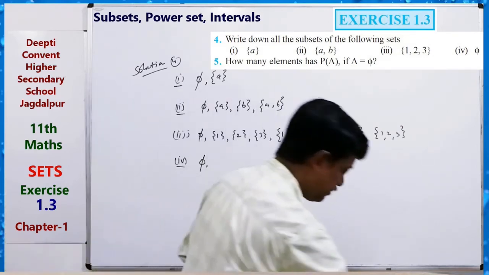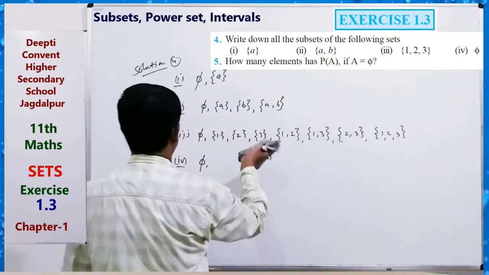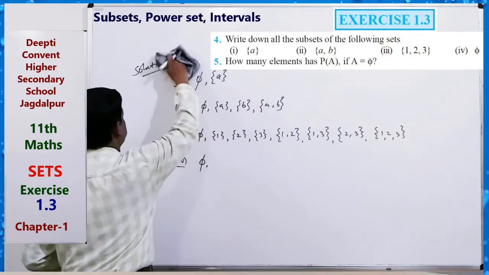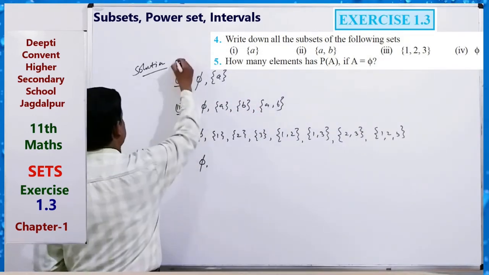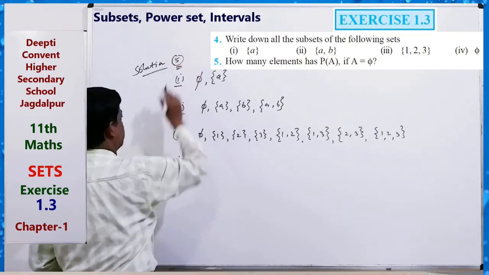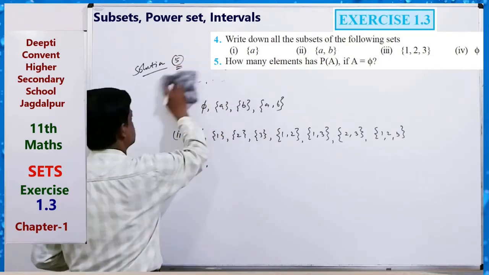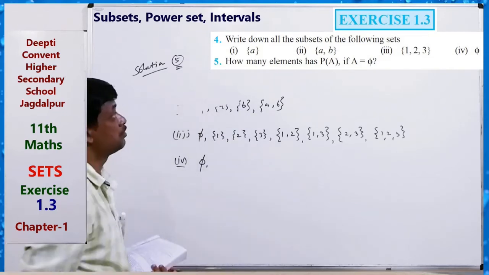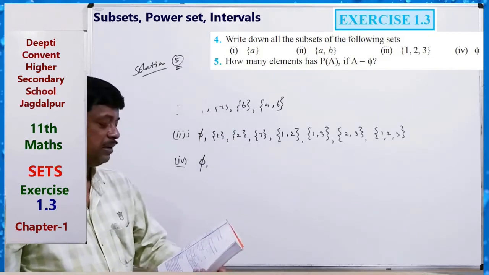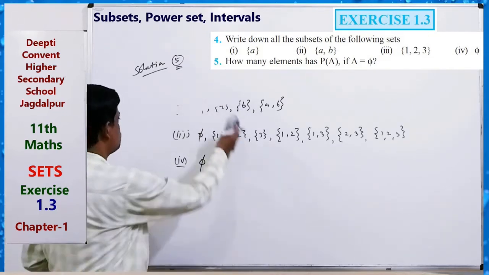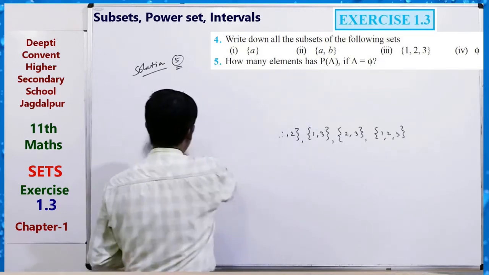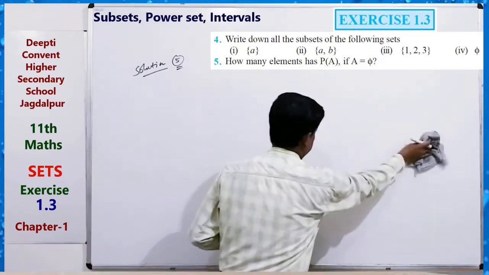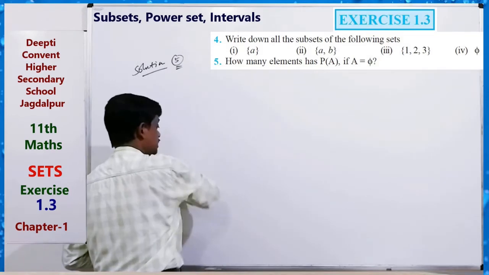Now take question 5. Okay. So question 5 is what? Question 5 is how many elements has P(A) if A equals phi? What will be the answer? Give the answer with logic.